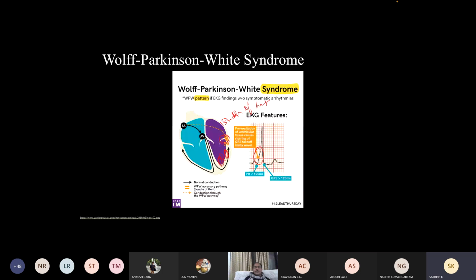You can see the PR interval will also be reduced, less than 120 milliseconds. Here you can see the delta wave characteristic.